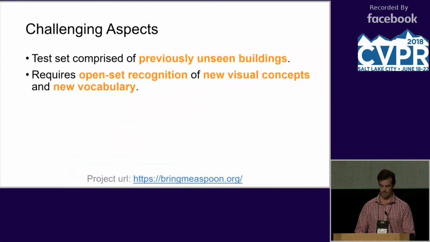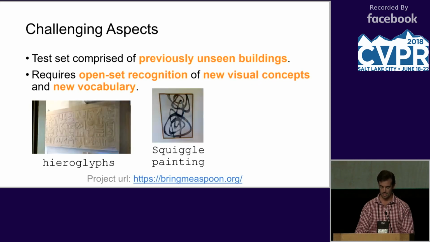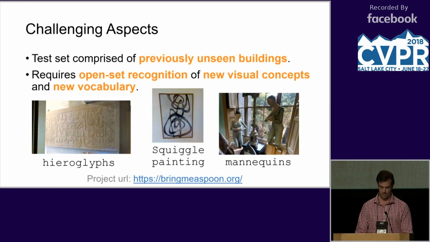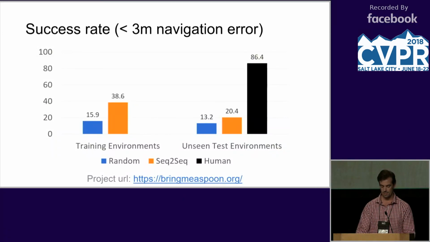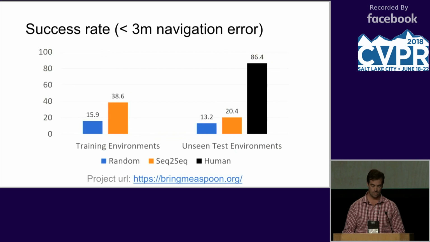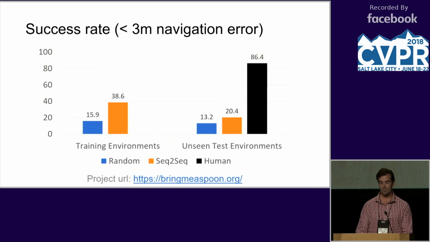In this data set, the validation and test instructions are situated in previously unseen building environments. This makes the task particularly challenging, as instructions may refer to objects that are previously unseen, such as these examples of hieroglyphs and other things. Given these challenges, a baseline sequence-to-sequence agent, shown in orange, performs reasonably well in environments it's seen before, but poorly in unseen test environments. In comparison, humans, shown in black, achieve a success rate of almost 90%.